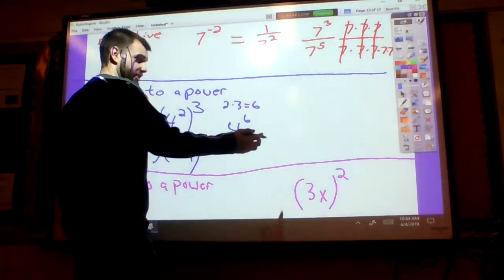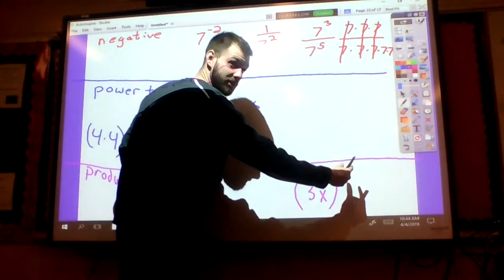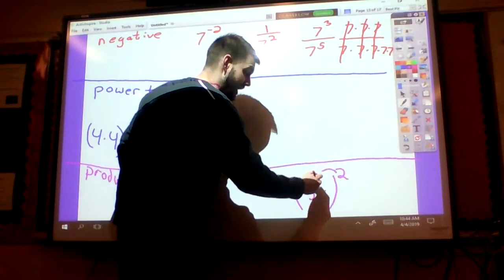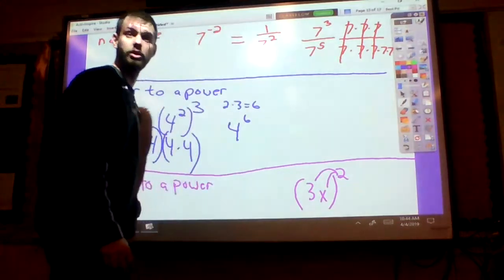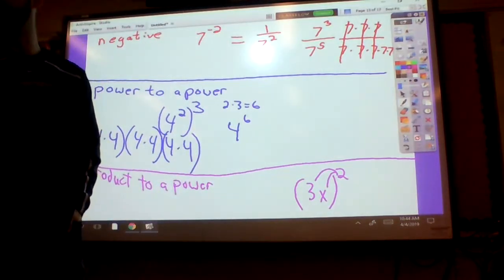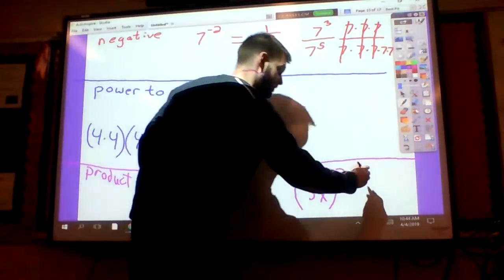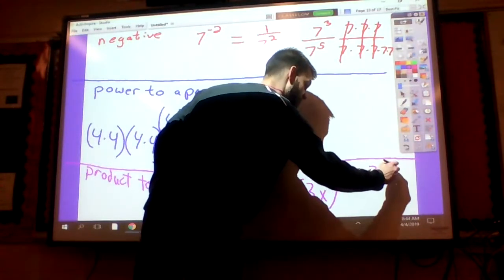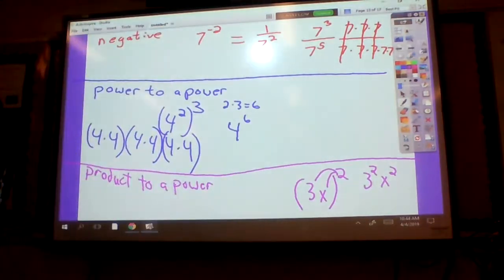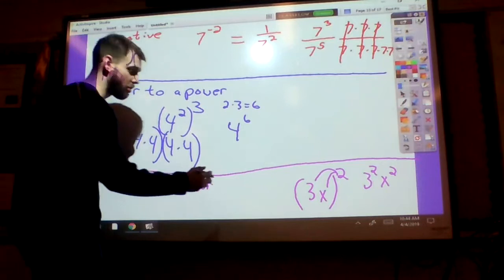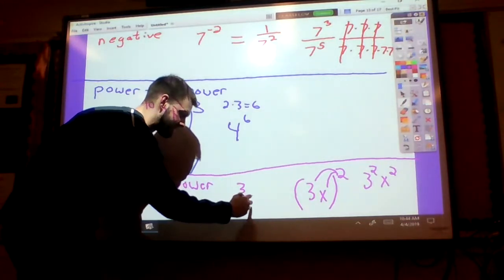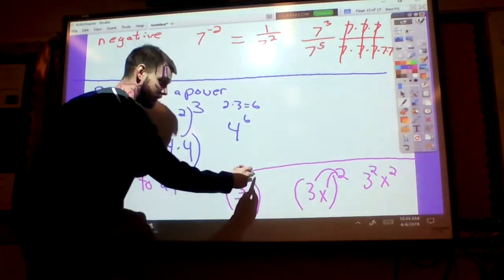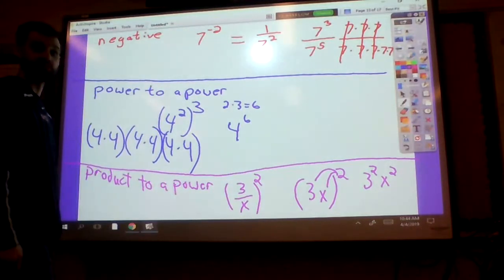So what I'm going to do here is take the exponent that's outside of the parentheses, and it's going to, like distributive property, go to both of what's inside the parentheses. So we're going to end up with 3 squared and x squared. Okay? Now that one is product to a power. Quotient to a power would be the exact same thing, except it would be in a division problem to start with. Okay? The 2 would still go to both of the bases.